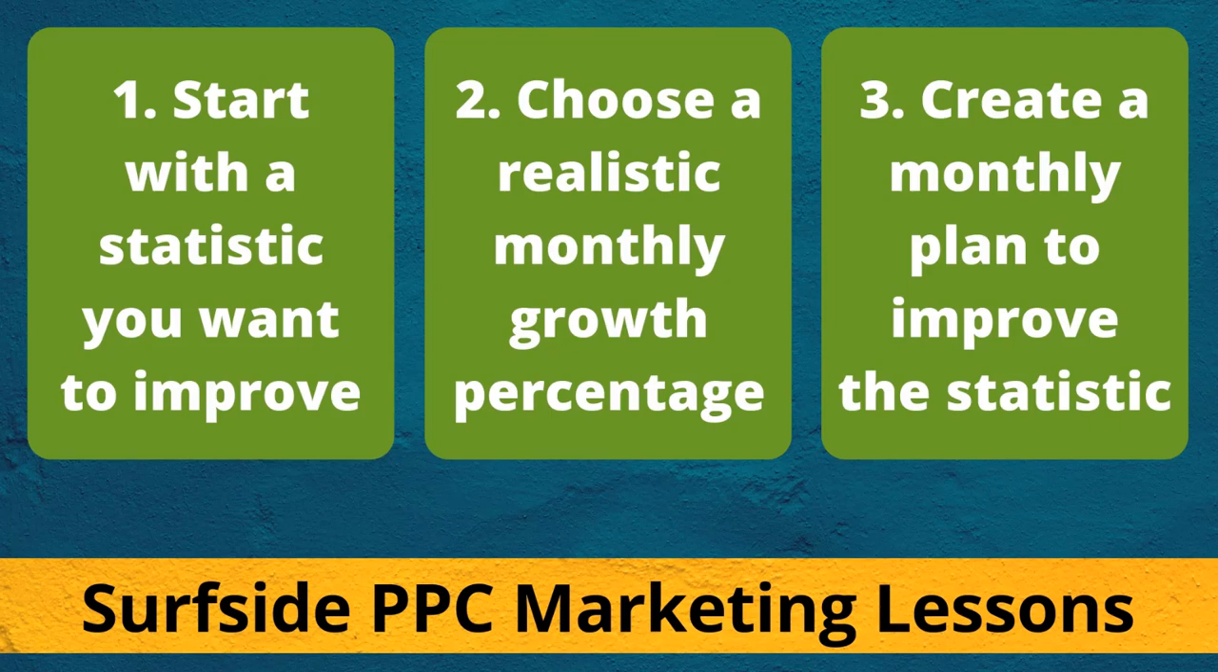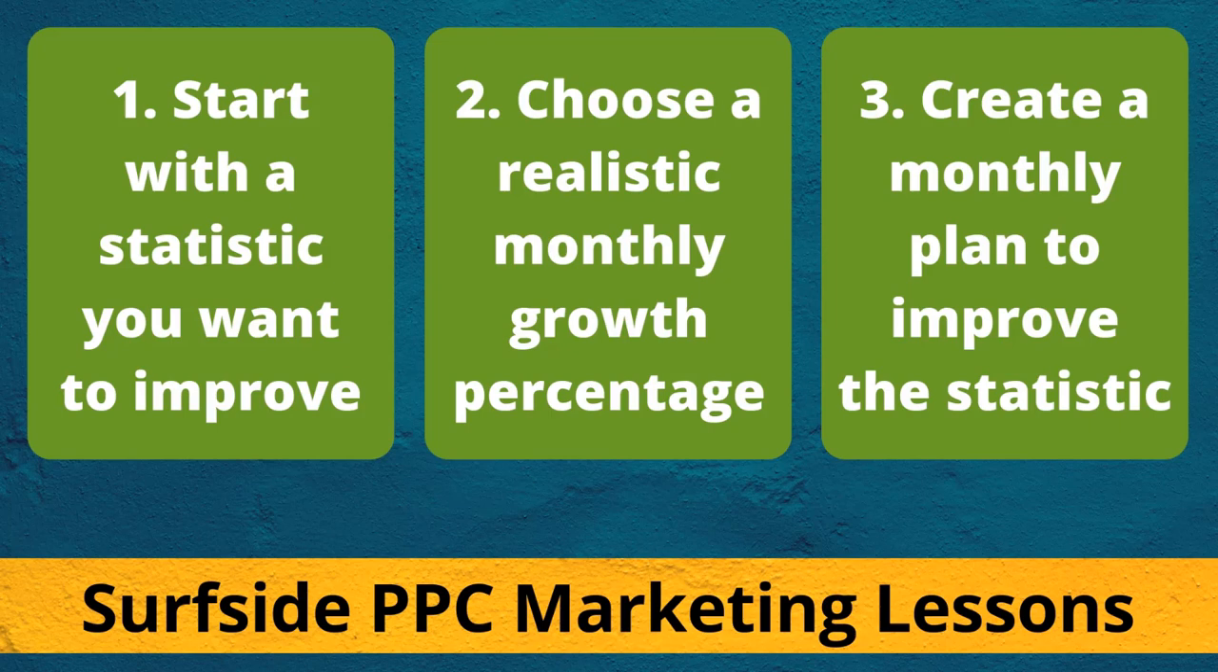If you start with the statistic first, the next thing you want to do is choose a realistic monthly growth percentage. When you're first getting started, it can be much easier to grow by 100%, 200%. Because let's say you're getting 1,000 page views on your website per month, you can definitely create an action plan for the month to grow that number exponentially compared to a website that has, let's say, 1 million page views per month, and you're just trying to grow by something like 10%. It's going to be a little bit more difficult to grow once you start to get to a certain level.